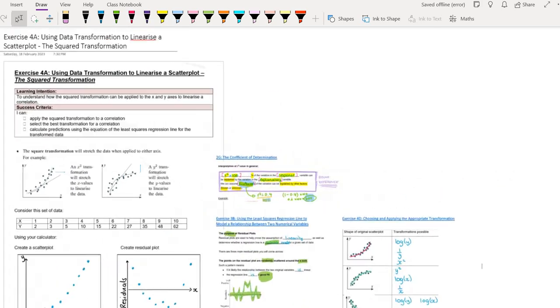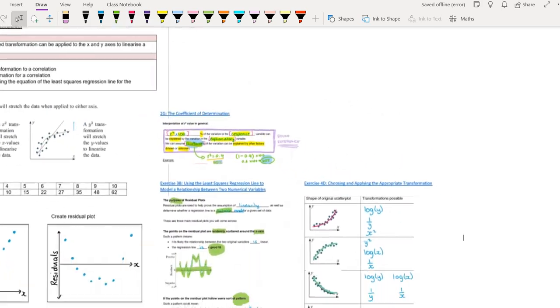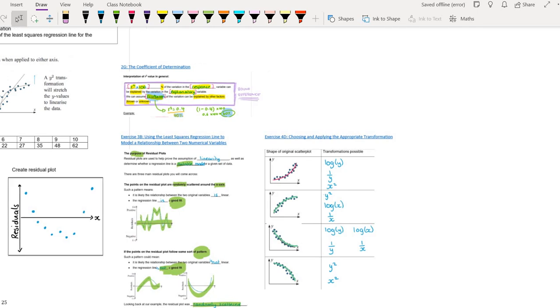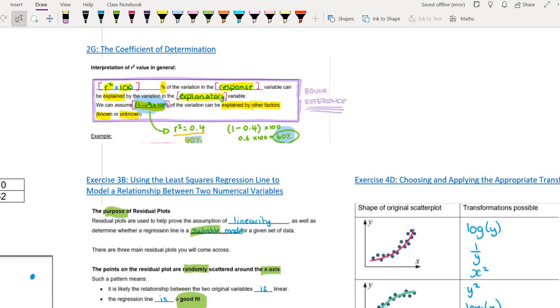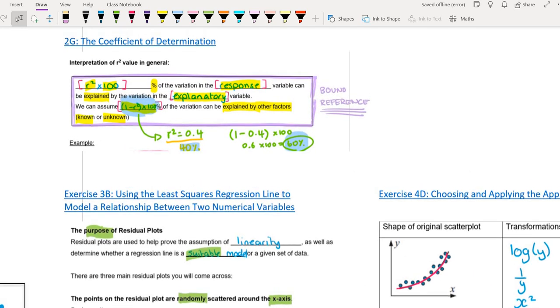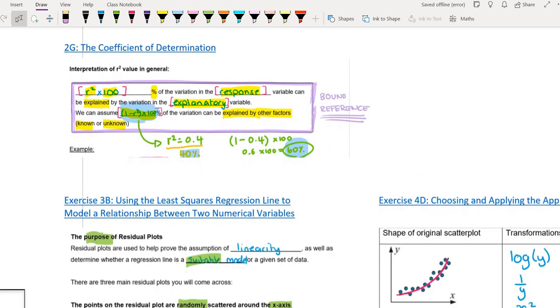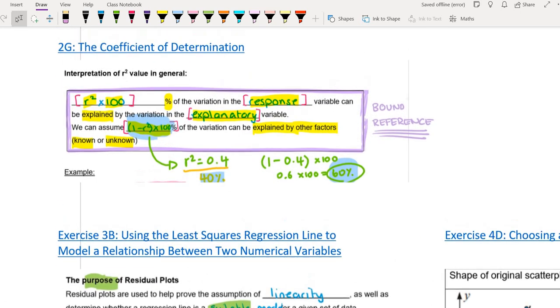Alright, this lesson we're looking at using data transformation. So to understand data transformation, you need to make sure you understand a couple of concepts from our previous topics. So go back to these notes if you feel like you need a little bit of reminder. But I'll go over it very briefly.